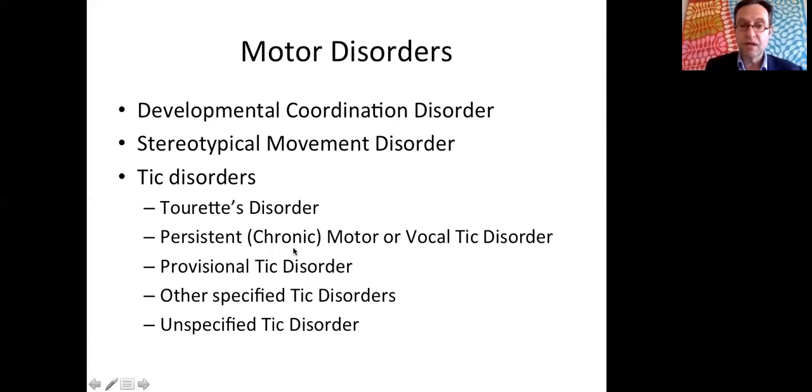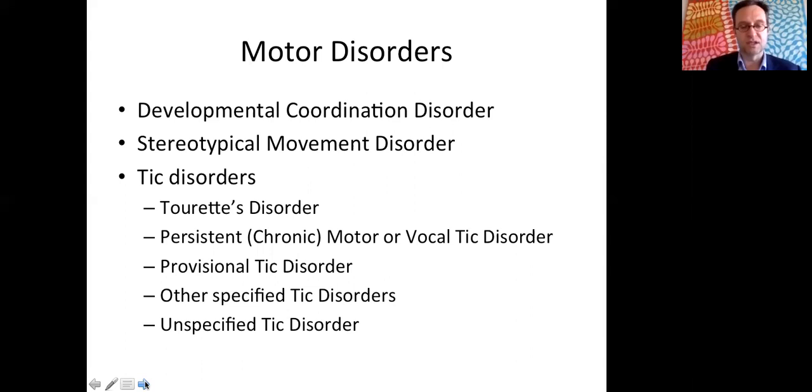If we have a persistent or chronic tic disorder, it means we have either motor or vocal tics that last for more than a year. And we might meet criteria for Tourette's disorder if we have both motor tics and vocal or phonic tics that last more than a year. These are all very specialized areas, and there are many things you can go and read about these conditions if you're interested.